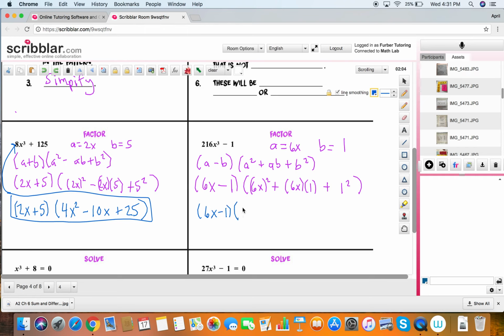6x squared means to square the 6, which is 36, and the x squared, plus 6x times 1 is just plain old 6x, and then 1 squared is just 1. So this is how this difference of cubes factors. This is the factored form of this, okay? Now I could continue and see if anything factors further, but it's probably going to be more difficult for us to figure that out. But they would factor, and you could continue.